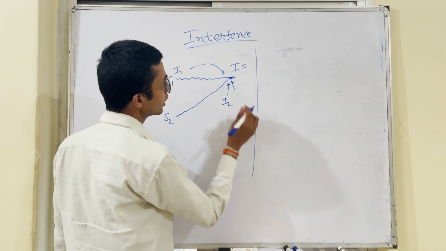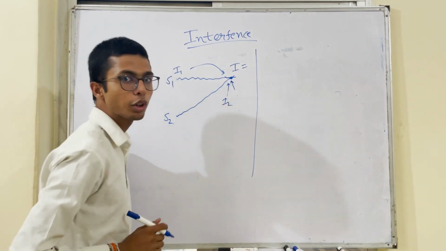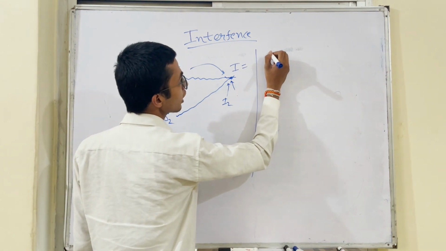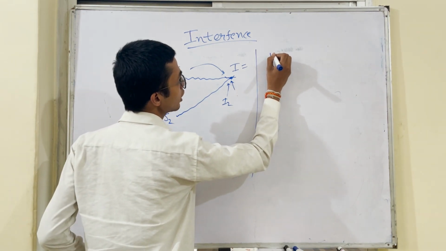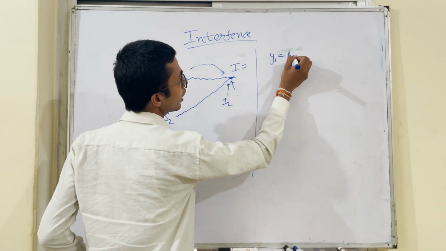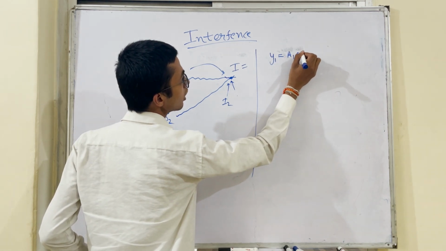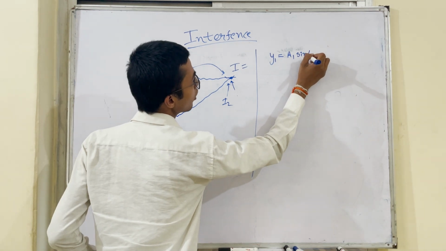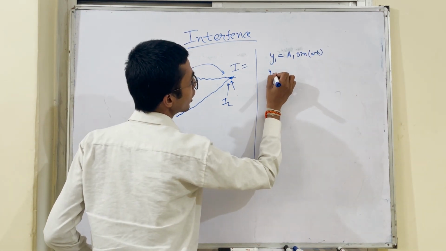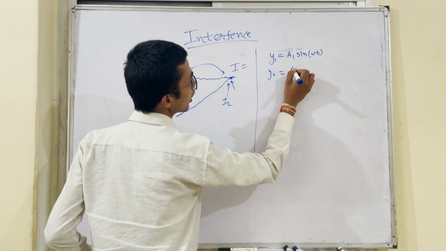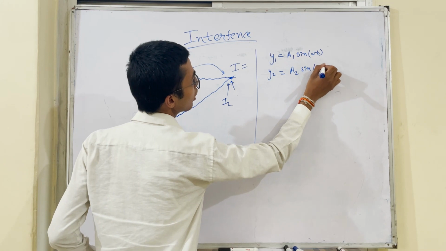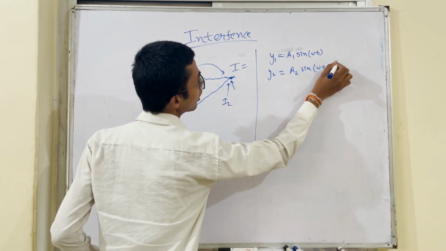So how do we find the intensity at this point of superimposition by these two waves? I am considering simple wave equations: y1 equals a1 sin omega t, and y2 equals a2 sin omega t plus phi.